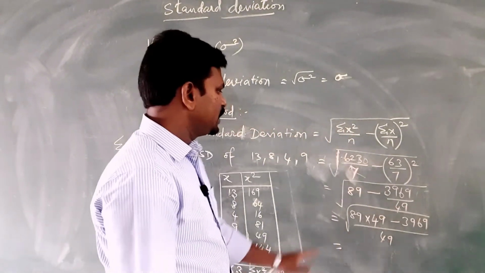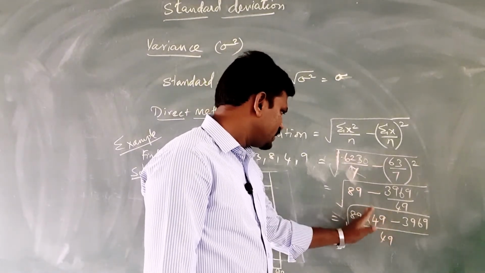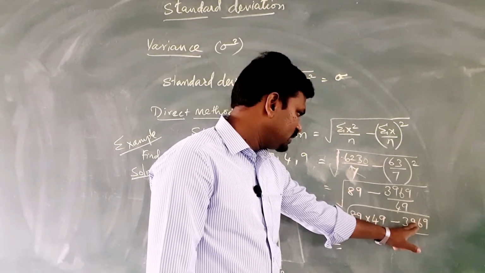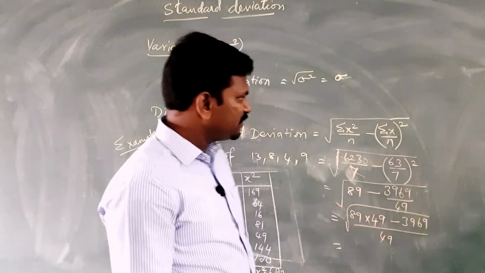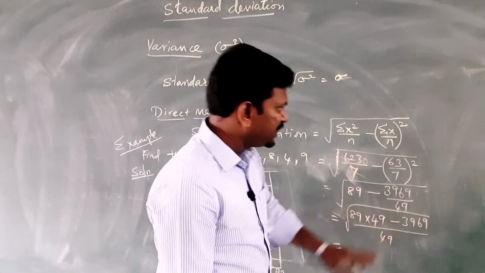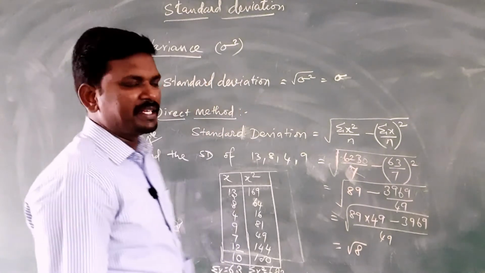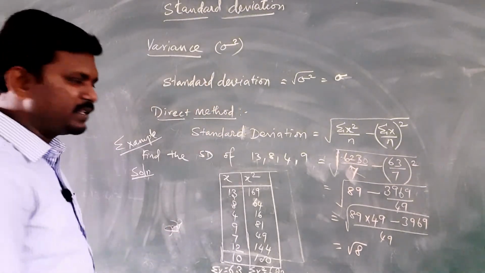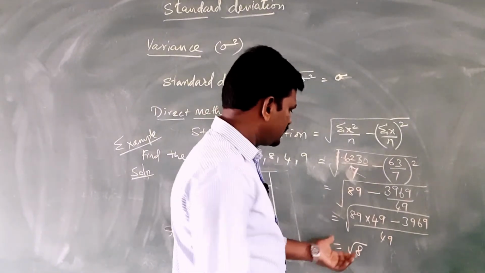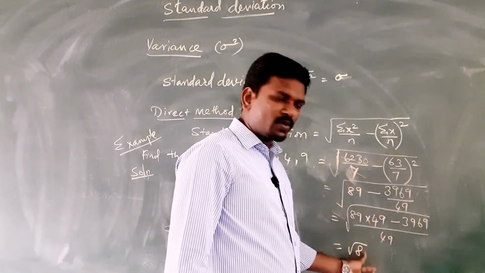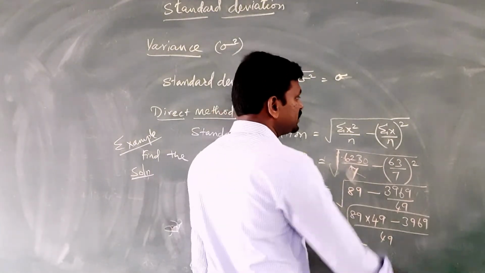Then you have to multiply these two numbers, then subtract 3969 from this answer, then divide by 49. So finally you will get square root of 8. You have to simplify and find the answer. Then we have to take the square root. What is the square root of 8? Using long division we can do.